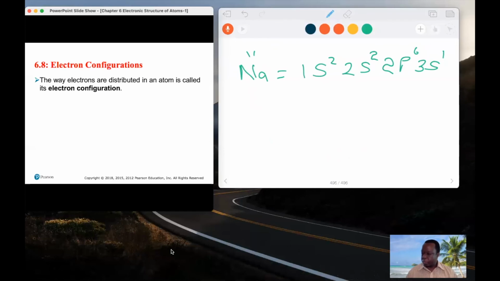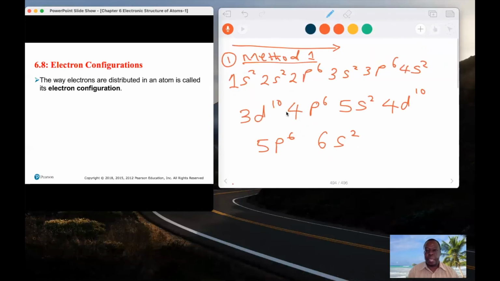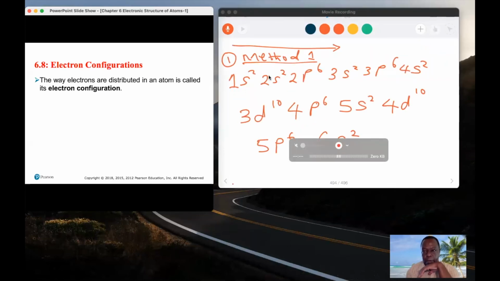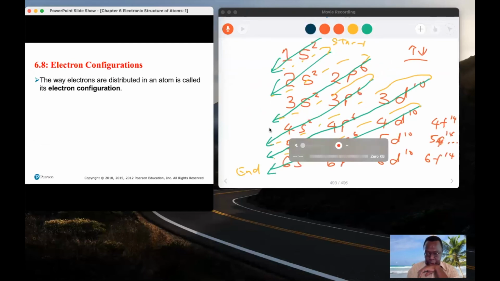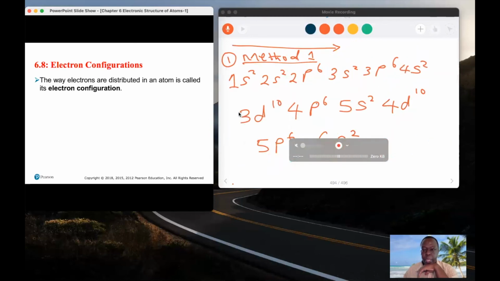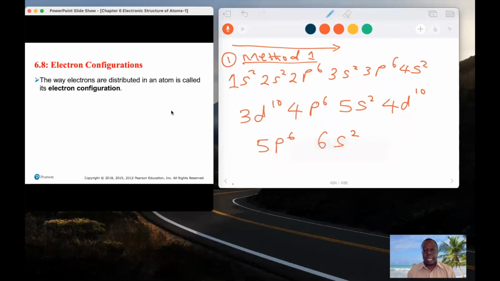3s1. So you'll reconcile the numbers here at the top with the atomic number of the element in question. And there is no way you can generate this unless you master this. This will help you in coming up with the order in which the sub-levels are occupied by electrons according to increase in energy. Any question on method 1?